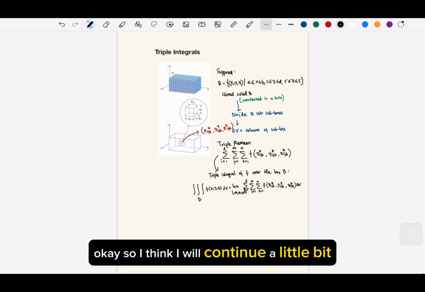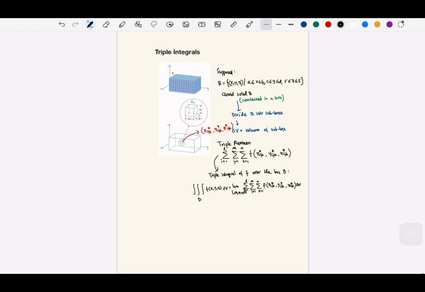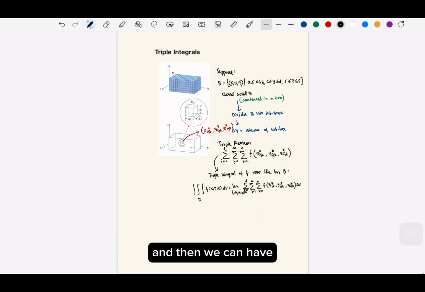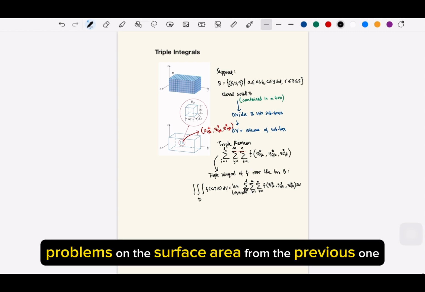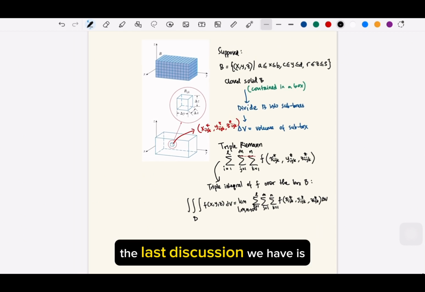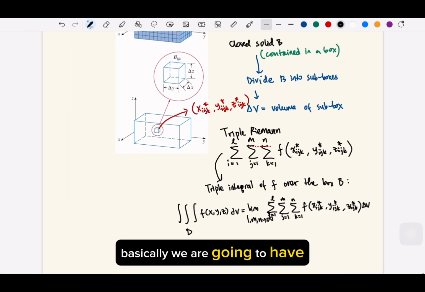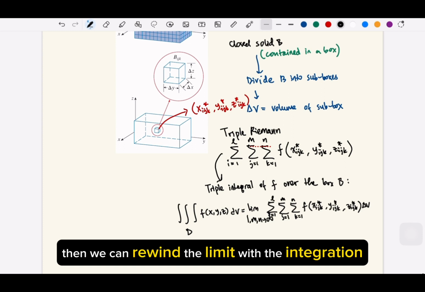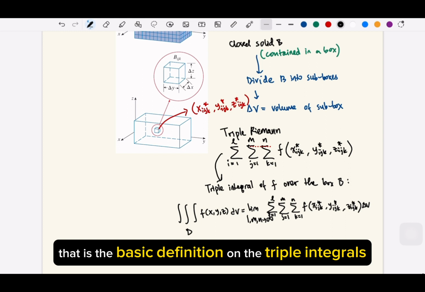Okay, so I think I will continue a little bit. Just finish off the triple integrals, just the introduction part, and then we can have some problems on the surface area from the previous one. But I will just finish off this part. So for the triple integrals, the last discussion we had is that we are going to have a triple Riemann sum, and then we can connect this sum with our limit, then we can rewrite the limit as the integration. That is the basic definition of the triple integrals.